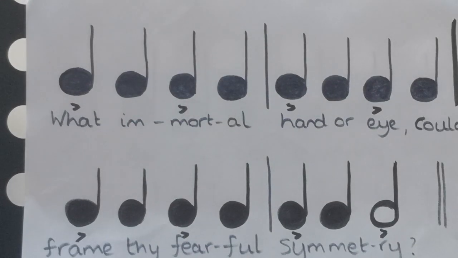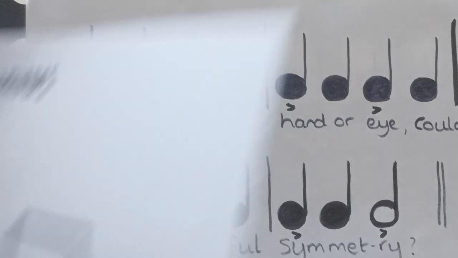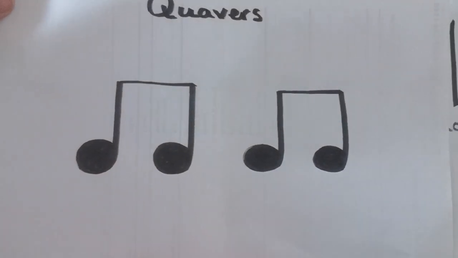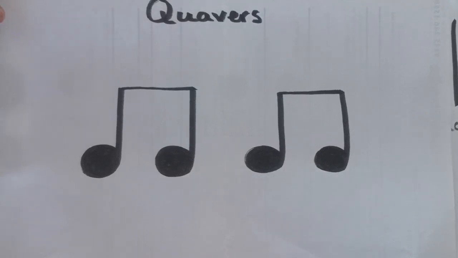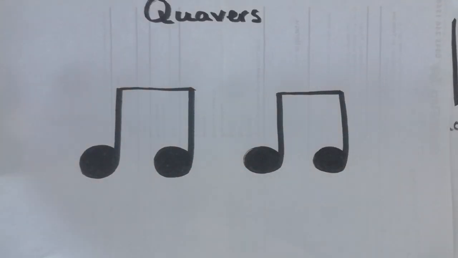Now, if we wanted to speed up the pace of the poem a bit, we could use shorter note values to make it quicker. So here we've got quavers. Remember the quavers? These are our half beat notes. And to help us remember them, we clapped running, running. Okay, let's clap together. Ready? Running, running.